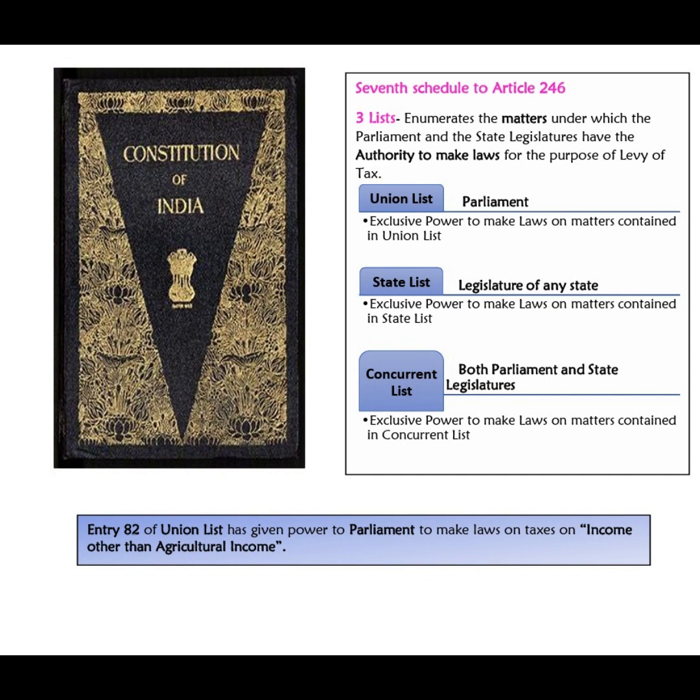Okay, now since our subject is income tax, who has power to make laws related to income tax? Is it Parliament or state legislatures? That is none other than our Parliament. So entry 82 of Union List has empowered Parliament to make laws on the taxes on income other than agricultural income. So tell me guys, who has the power to make laws on income other than agricultural income? Parliament has the power. How Parliament got such power? Through entry 82 of Union List.